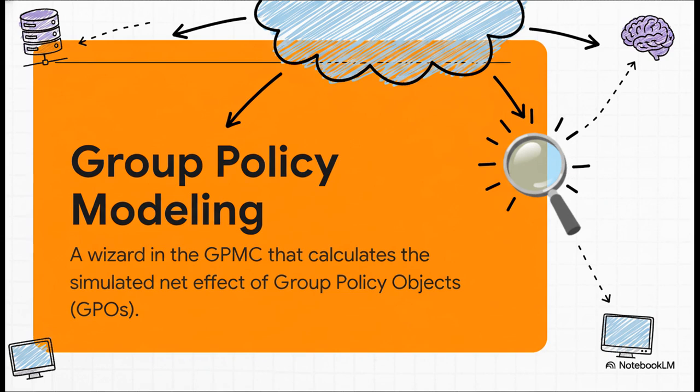Instead, a service on your domain controller runs a pure simulation, calculating what's known as the resultant set of policy, or RSOP. Just think of it as the final list of settings that would apply in a totally hypothetical scenario that you get to create.